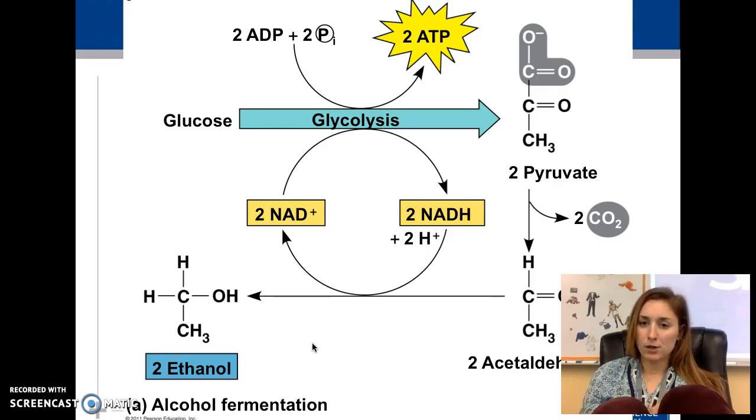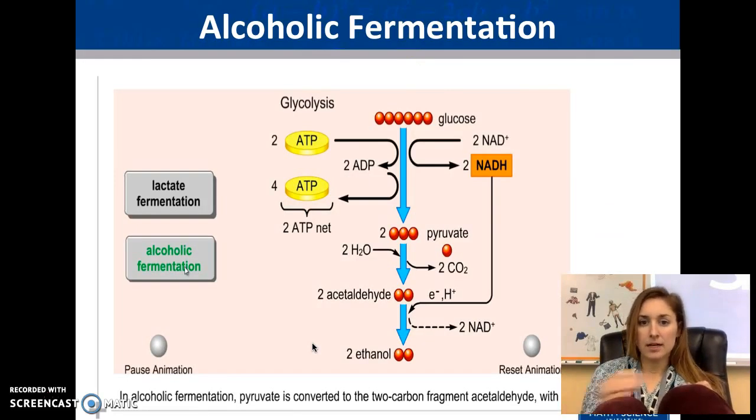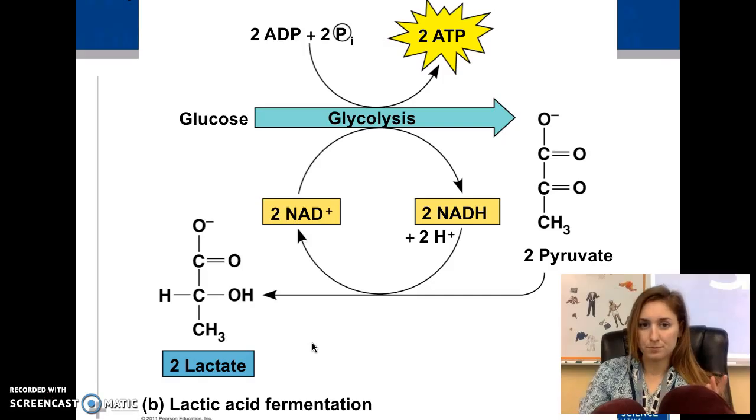This is going to be alcoholic fermentation up close. I still make 2 ATP, and I create my NADH with my hydrogens attached. I just make ethanol instead. If we look at it in this way, basically the glucose is split down into pyruvate, and we see that instead of going into acetyl-CoA, it makes ethanol.